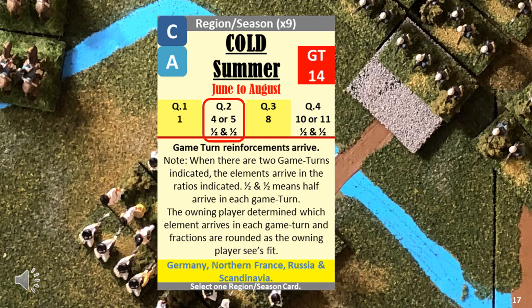The only restriction in this case is that half of the elements arrive in game turn 4 if quarter 2 and half in game turn 5. Any fractions can arrive as the owning player sees fit. In some cases, the split is a quarter or 3/4 or vice versa. The cards clearly indicate this.